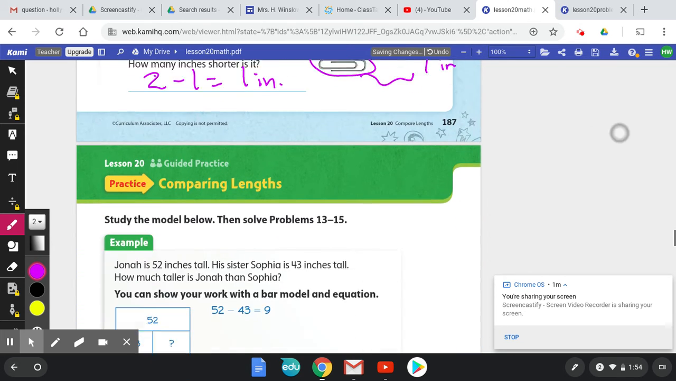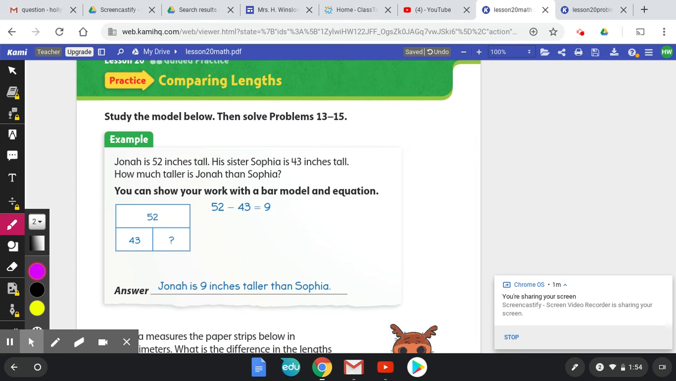All right, so let's move on to the next page that you're going to complete today, and that's pages 188 and 189 in your packet. And this says to study the model below and then solve problems 13 through 15. So Jonah is 52 inches tall. His sister Sophia is 43 inches tall. How much taller is Jonah than Sophia? And they did a bar model here, and it says you can work out your equation with a bar model.